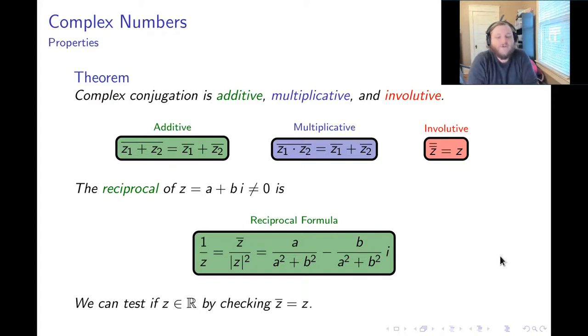We can also use conjugation to test whether or not a number is a real number. To conjugate, we negate the imaginary part. But if the imaginary part is 0, that's the same thing as saying that the number is real, and conjugation doesn't do anything. So we can test whether or not a number z is a real number by checking if its conjugate is equal to itself.